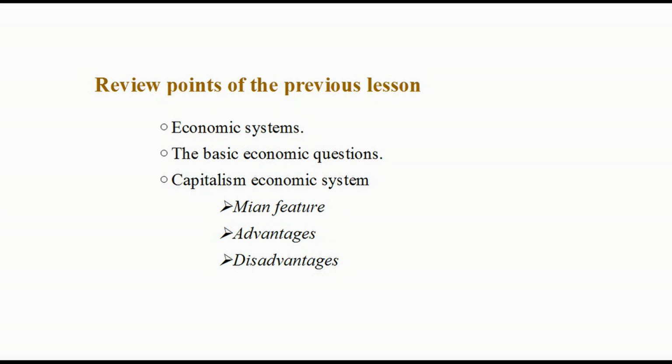Then we tried to see the capitalistic or capitalism economic system. This system is also referred to as free market economy, market system, or laissez-faire economic system. It has different main features: the right to private property, freedom of enterprise, freedom of choice, profit motive, competition, price mechanism, self-interest, and the existence of negative externalities.